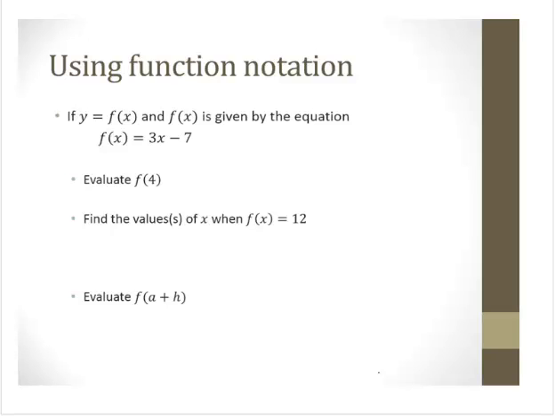We're asked to evaluate f of 4. So this formula says when the input is x, the output is 3x minus 7. So if we're asked to evaluate f of 4, the input is 4 and the output is 3 times 4 minus 7. Going through the arithmetic, that's 12 minus 7, which is 5, and so we would say that f of 4 is equal to 5.